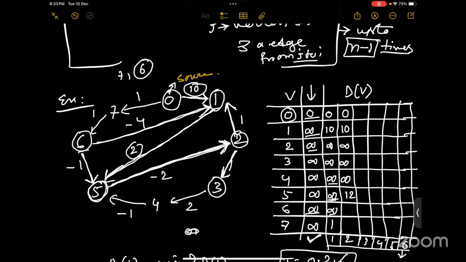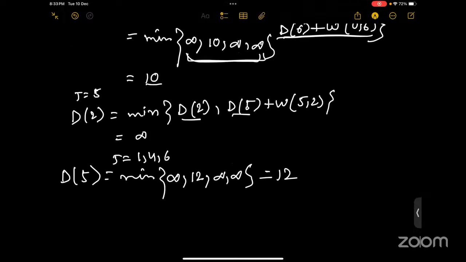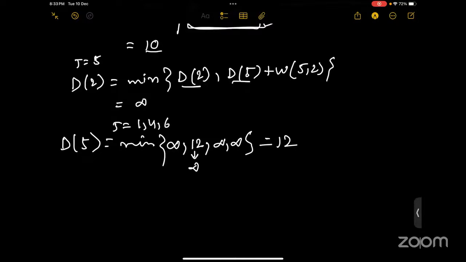In this one, what was wrong in the previous time when we calculated the weight of 5? At that time also we can conclude with 12. No. You are saying infinity to all the points, yes, right. But in this step, when we were calculating the distance of 5, at that time the distance of 1 was infinity. So instead of this 12, we were getting infinity in the previous step.